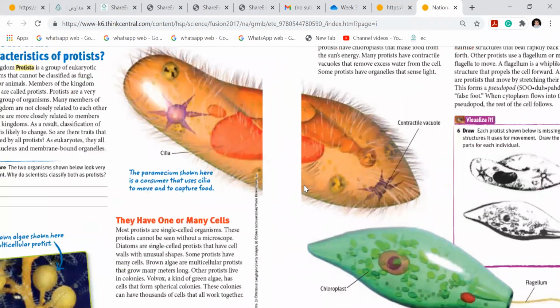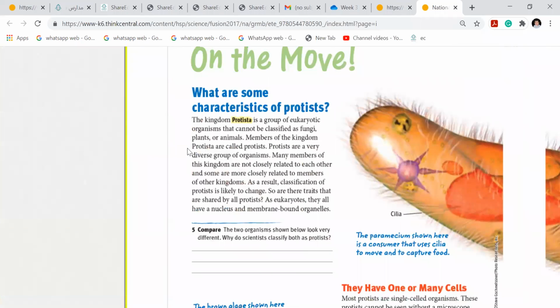Anyways, what is Protista? It comes under eukaryotes. It is a eukaryotic organism that cannot be classified as fungi. You cannot call the Protista fungi. I told you earlier that protists look like animals, they look like plants. They are very closely related to each other. But like eukaryotes, they have a nucleus. They have hair-like structures. Do you see the paramecium here?